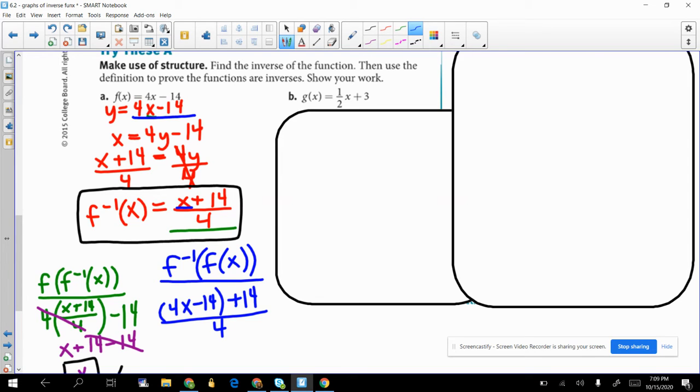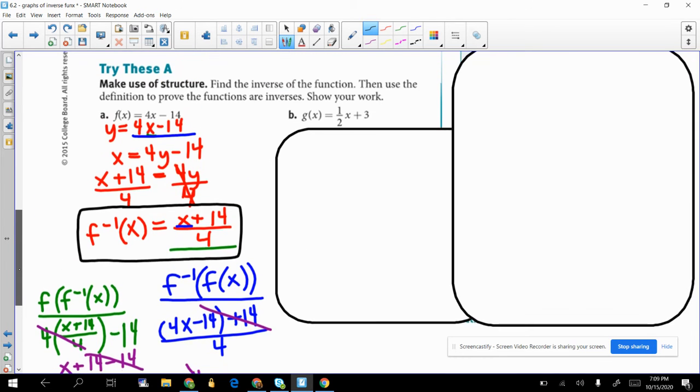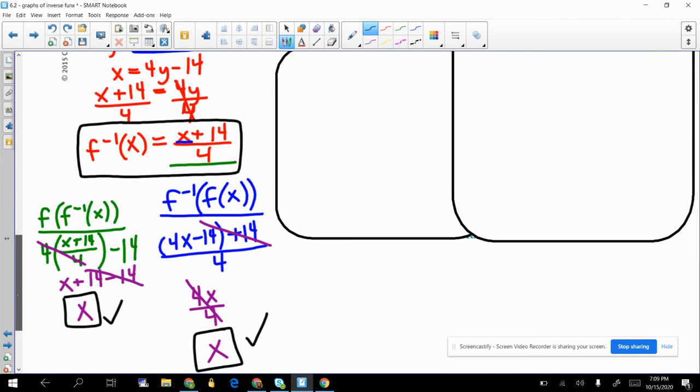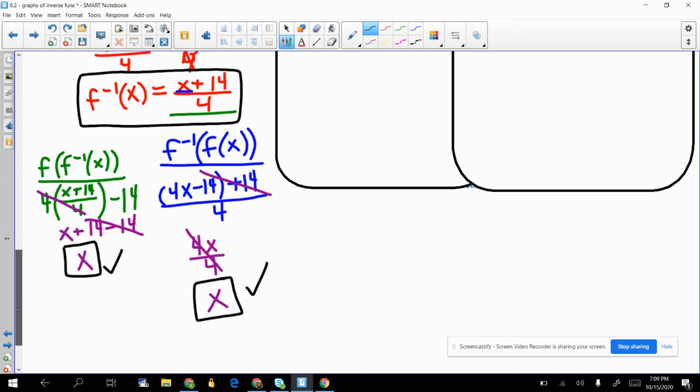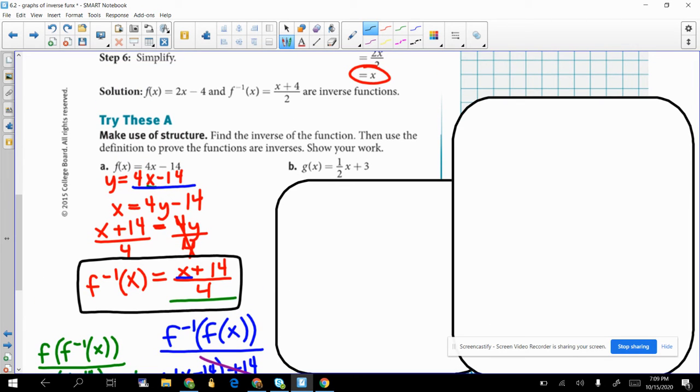Okay, well, again, I wrote it in parentheses, but I know that this is 4x minus 14 plus 14. And again, those are going to cancel. So then you would be left with 4x over 4. And the 4's are going to cancel to leave you with x. So again, checks out that we're good to go because we composed these two functions both ways, and both times we got x. So we know that yes, they are definitely inverse functions. We have proved that.